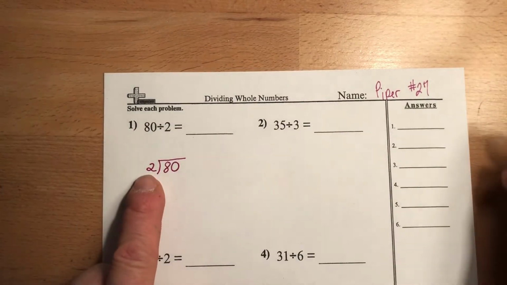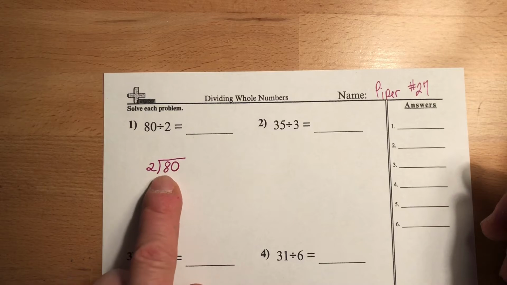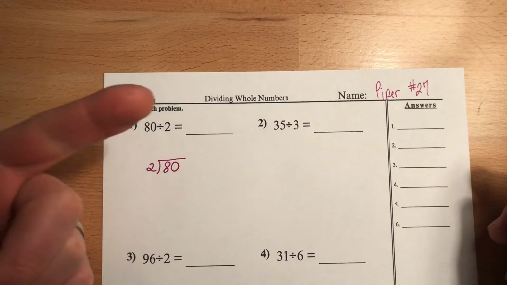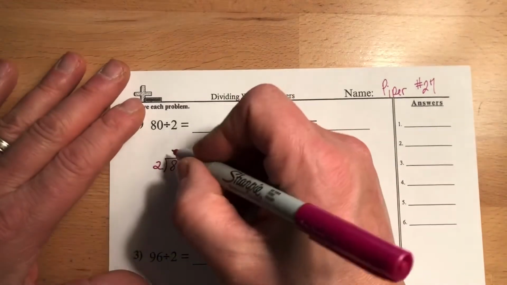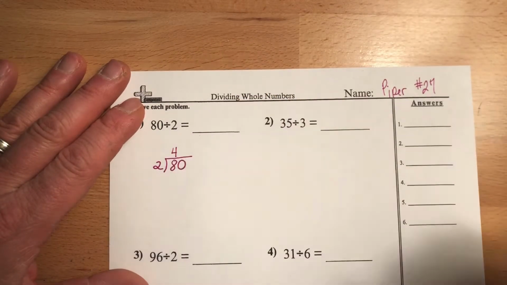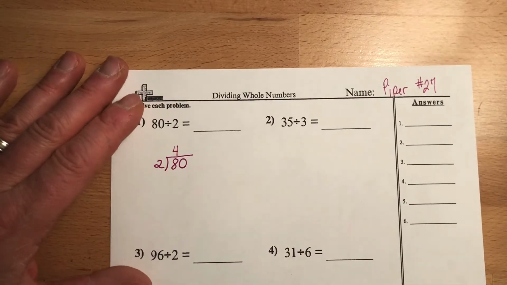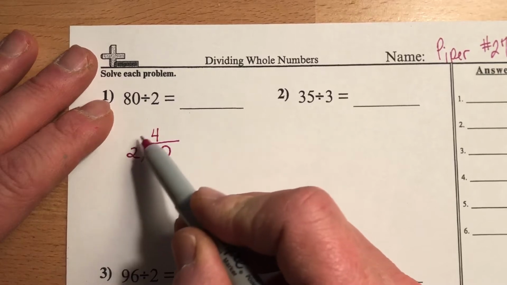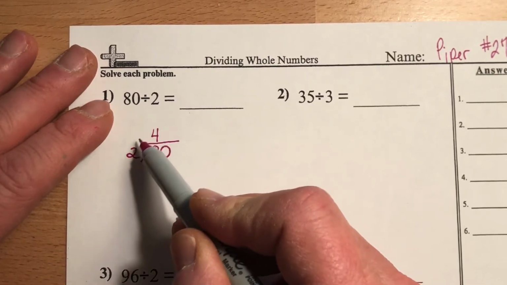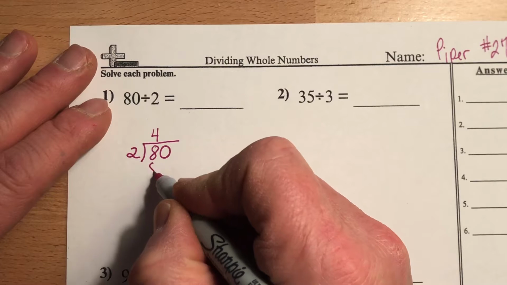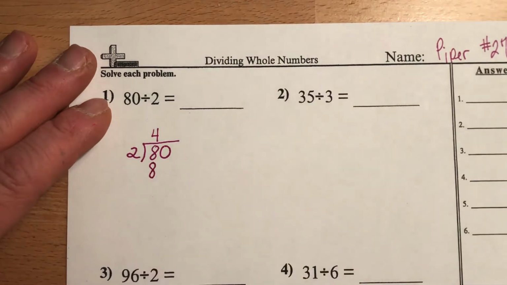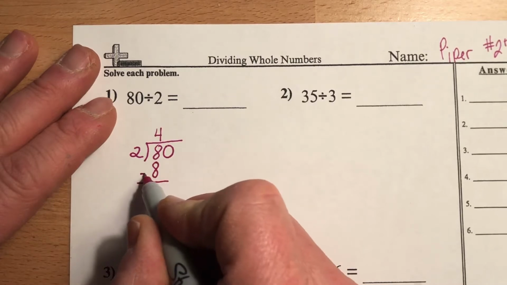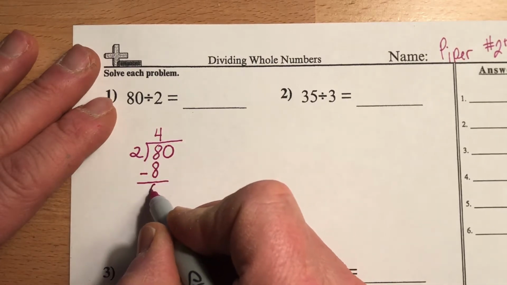So I asked myself, how many 2's can I count by to get to 8? And I know this answer. That would be 2, 4, 6, 8. That's 4 2's. So I put that 4 right there. Okay? The next step is to multiply 4 times 2 to show what 4 times 2 is equal to. 4 times 2 is equal to 8. So I write that 8 down just like that. Now, I subtract. 8 minus 8 is 0.